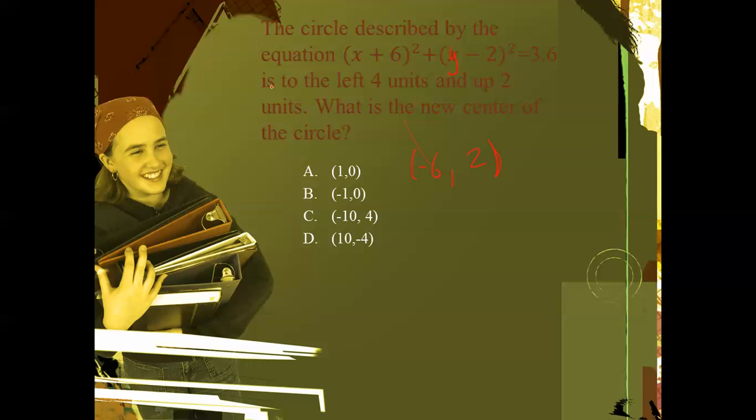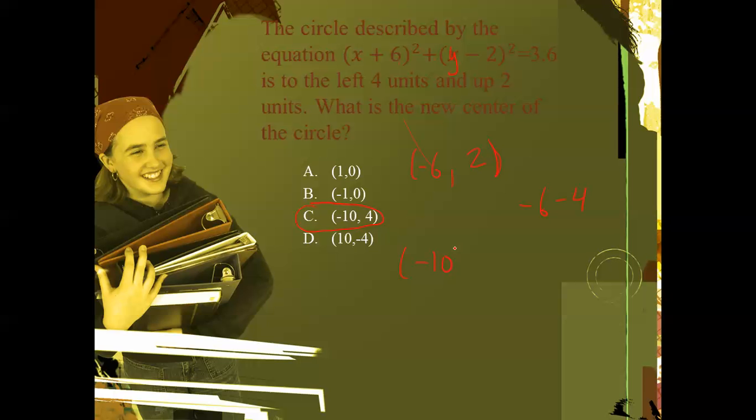All right, if we're moving it to the left 4 units, left and right is your x, okay? So if we're moving it to the left, that means that we're going negative, okay? So we're going to take -6 minus 4, which is -10. Okay, so if you actually look here, negative 10 is only C.